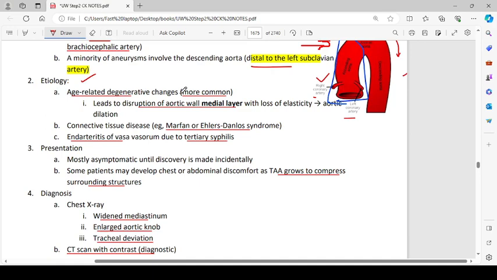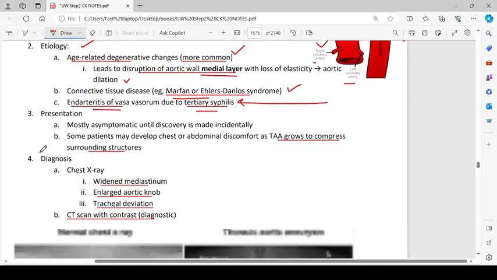Etiology: age-related degenerative changes are more common. This leads to disruption of the aortic wall medial layer with loss of elasticity. When the elasticity is lost, that will lead to aortic dilation. Connective tissue disease like Marfan or Ehlers-Danlos syndrome, and arteritis of the vasa vasorum due to tertiary syphilis, can also be a cause. Presentation: mostly asymptomatic until discovery is made incidentally.